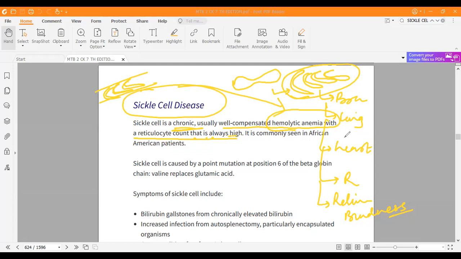Why does this develop? This is a point mutation in the beta globin gene, at position 6. If you remember, it's well and good. If not, then it's okay. Don't worry, nothing much critical or urgent, but you need to know what the things are. So, the symptoms of sickle cell: how does sickle cell usually present?